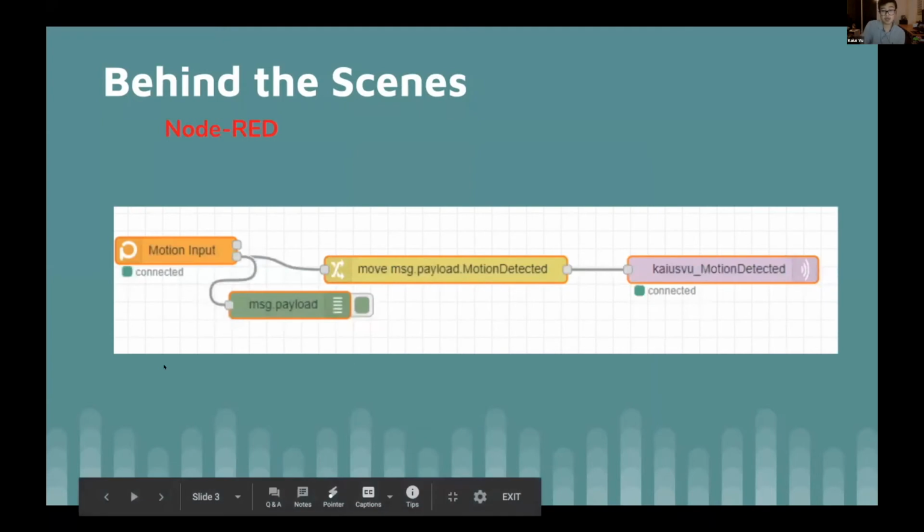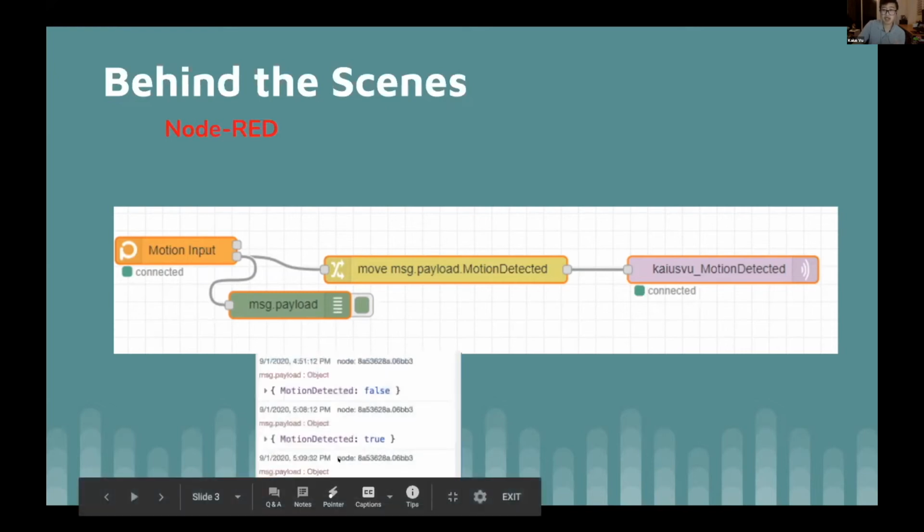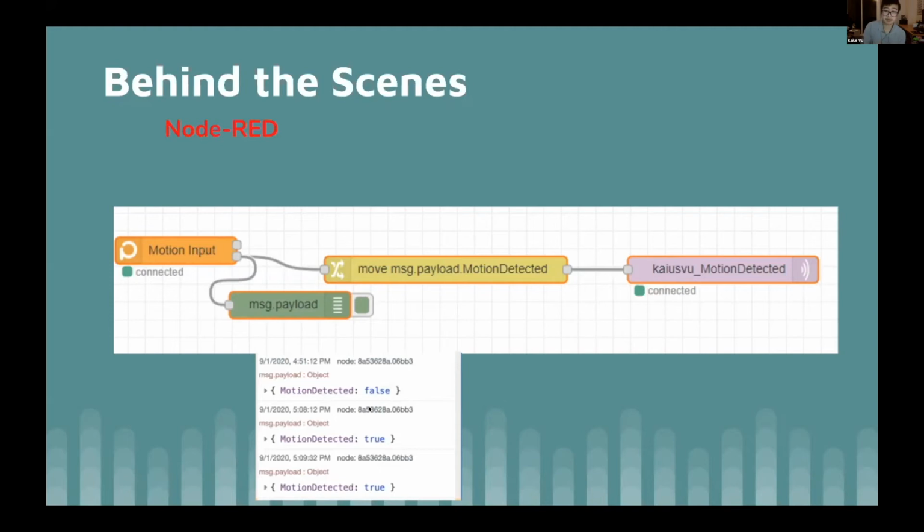So the orange node I have right here is basically our Deconz in node. This is where the communication occurs in Node-RED, where the information from my motion sensor is being pulled into Node-RED, and then changes in the motion sensor are being detected. And we can see this being recorded in a debug window right here. So here's an example. If motion is detected, true. If no motion, then false.